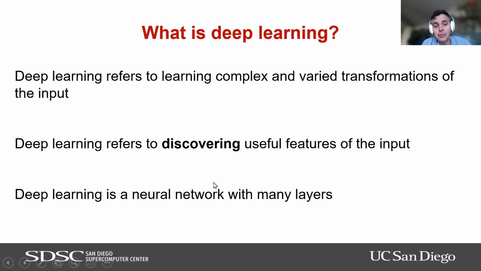Practically speaking, for a lot of people, deep learning is just a neural network with many layers. And in that sense, it's building up these transformations and maybe doing a hierarchy of features. So sometimes people talk about it in that sense.